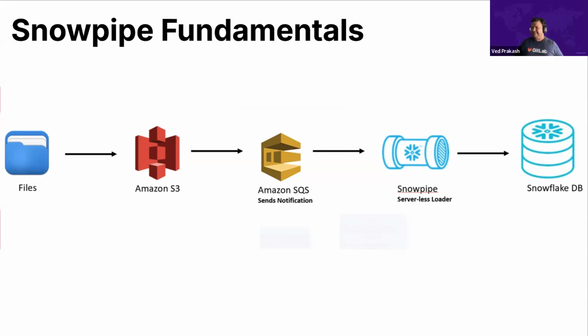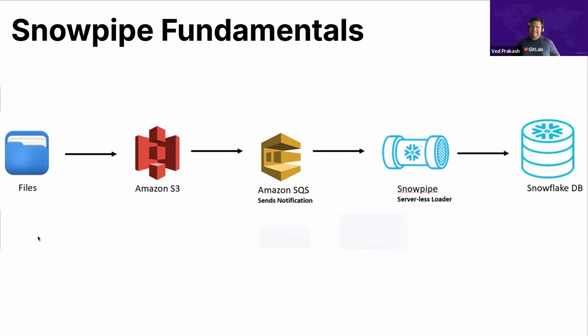So if you look at this, a file gets uploaded to an AWS S3 bucket, and that triggers an event. As soon as the file lands, the S3 bucket sends an SQS notification to Snowpipe that a file has come, and Snowpipe is responsible for picking up that file and loading it into Snowflake.